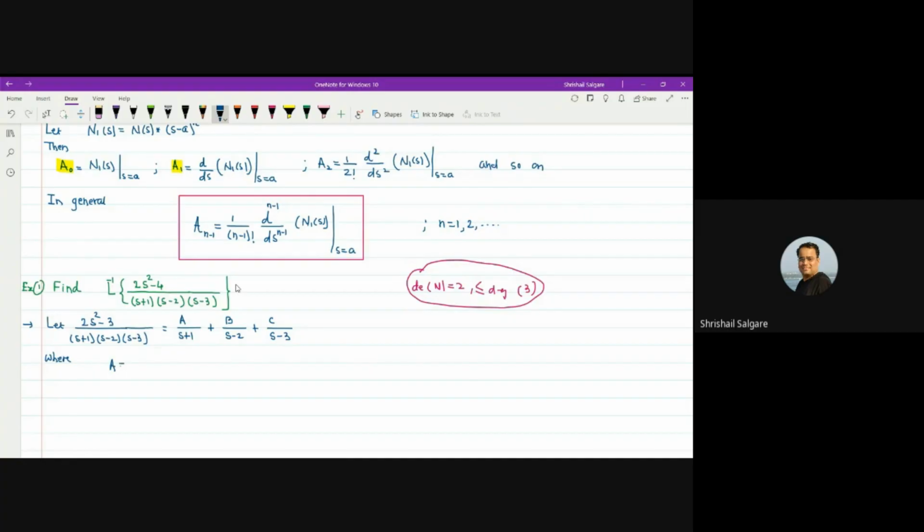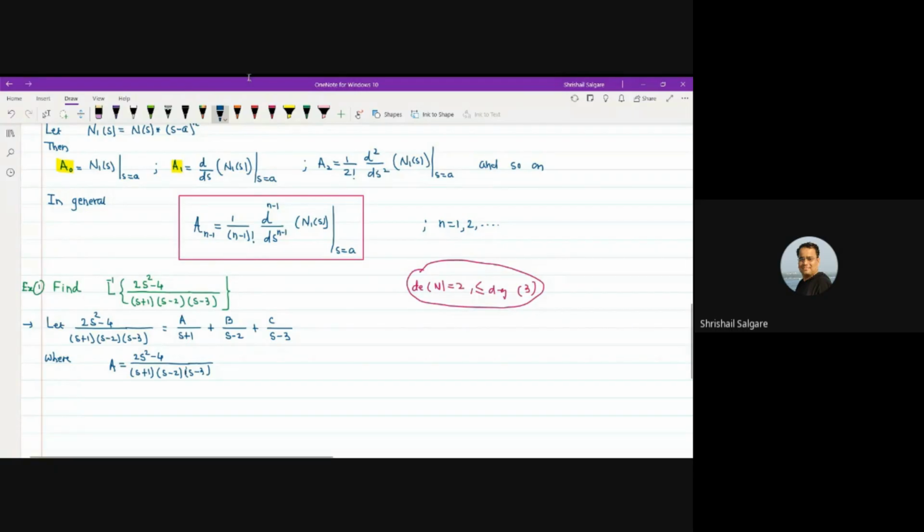So what I told, for the first example, I will write it. Whatever the term is given, that you have to write as it is. Sir, it is 2s square minus 4 actually, in the statement. Okay, thank you. This is 2s square minus 4. So here also I have to correct. It is 2s square minus 4. Now denominator is s plus 1, s minus 2, s minus 3.